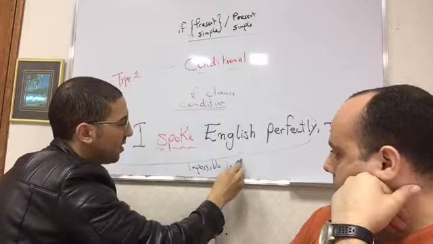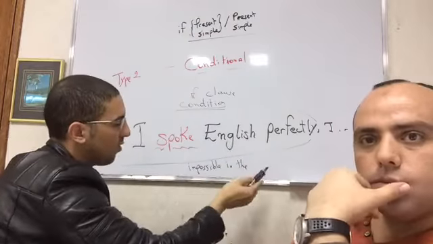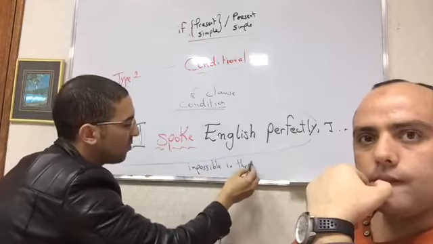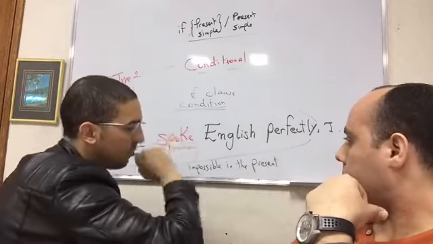Like if I ask you, do you speak English perfectly? The answer would be no. So you say, if I spoke English perfectly, I would, for example, I would.